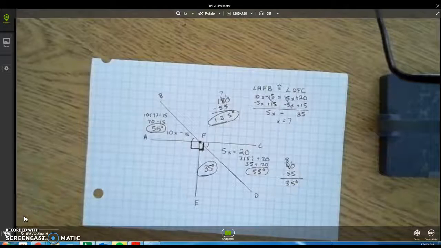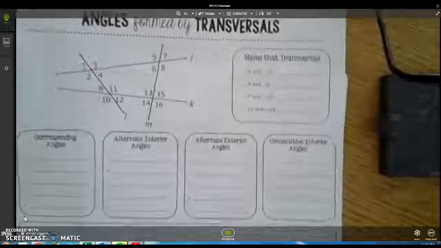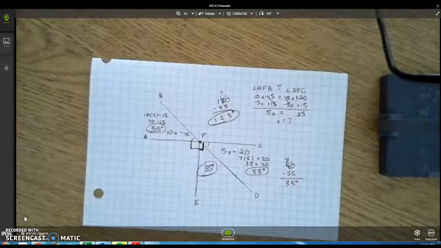So there's your video for today. Remember, next time your homework is going to be the back of that page, the angles formed by transversals. So you do not have to worry about that yet.